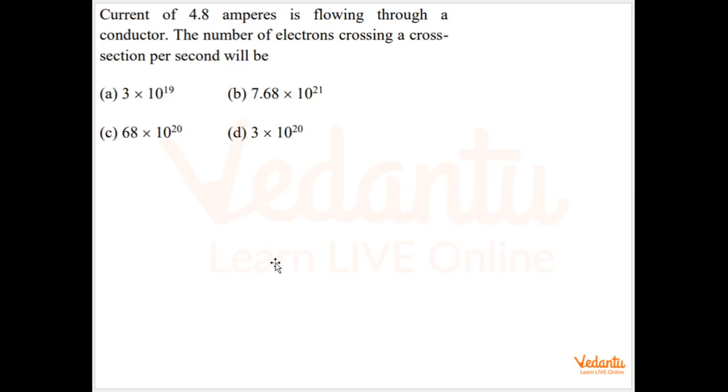Bachcho, in this question, a current of 4.8 amperes is given to us, and we have to find the number of electrons crossing a cross section per second. Now, my dear bachcha log, current is given by the formula I is equal to charge crossing per unit time. And beta, in electrostatics we learned that any charge will always be an integer multiple of e, where e is the charge of an electron.